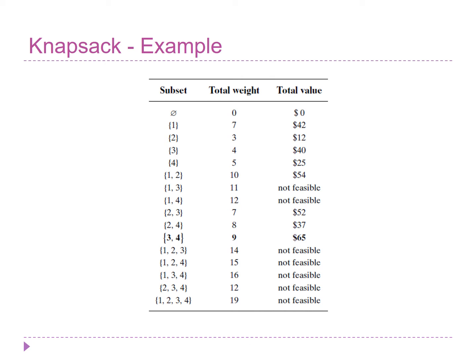When all the feasible solutions are found using the exhaustive search approach, the subset of items with the maximum value is selected as the optimal solution. In this example, when items 3 and 4 are put in the knapsack with a total weight of 9, it has a value of $65.